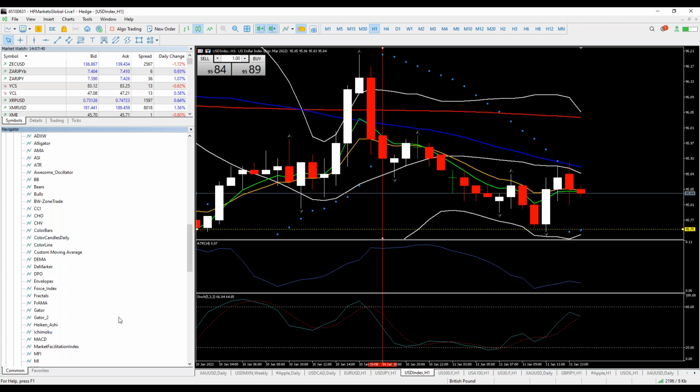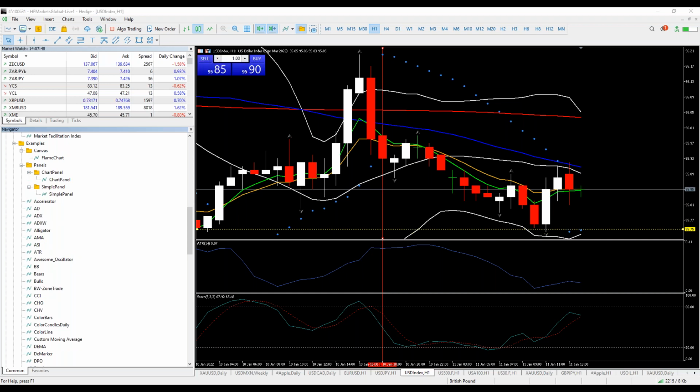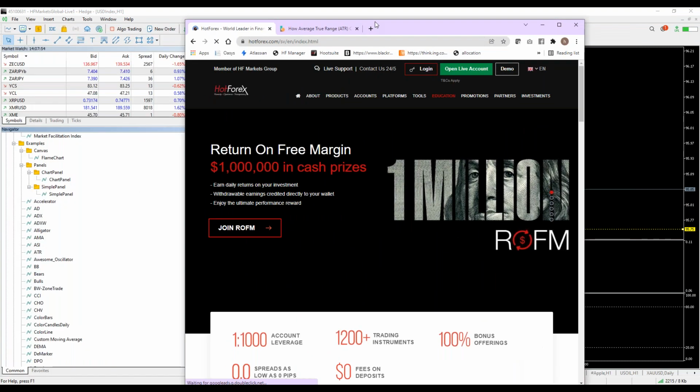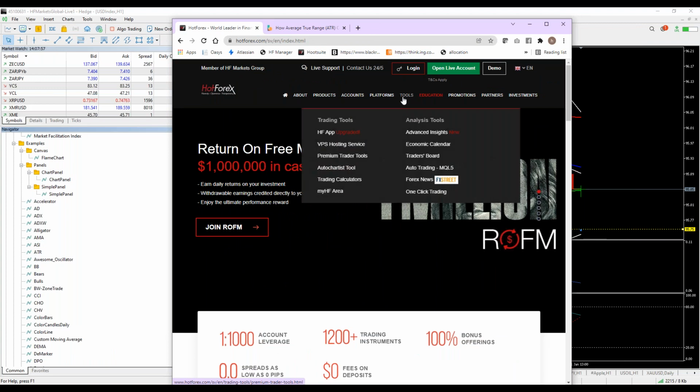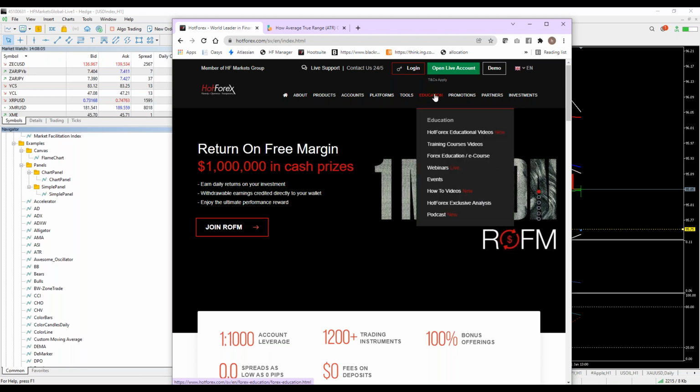Okay, guys, there is a tool, the pivot point indicator. You can download it from our website. I taught you that a million times. So if you go to HotForex, going to the premium tools. So here we are, tools, premium tools. Where is premium tools? Come on.